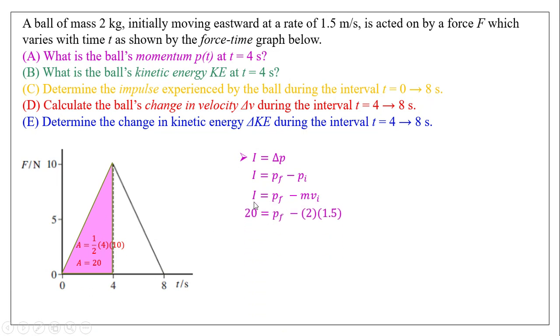So the impulse, once again, is the area beneath an F of T graph. Because I found this area to be 20 and it's positive because it's above the T axis, here I is equal to positive 20. And once again, PF is my unknown. I want to plug in M as 2, VI given as 1.5. It says eastward, so therefore VI is in the positive direction, so I'm just going to plug in a positive 1.5 here. I'm just going to simplify this. 2 times 1.5 is 3, but then this is negative 3.